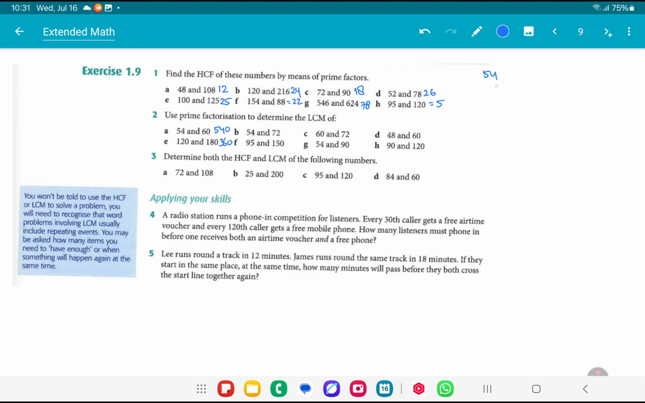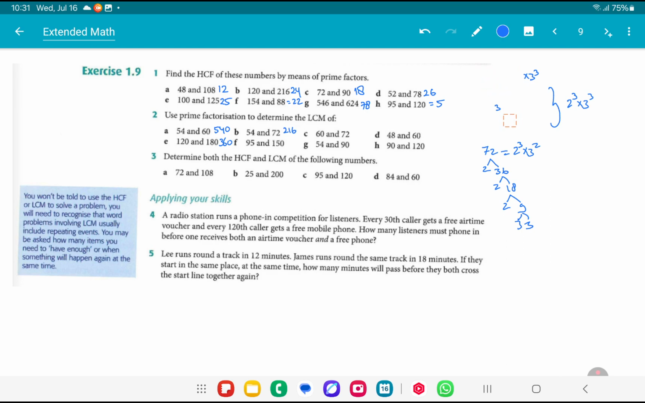Next, 54 and 72. 54: 2 and 27, 3 and 9, 3 and 3, so 2 times 3 cubed. 72: 2 and 36, 2 and 18, 2 and 9, 3 and 3, so 2 cubed times 3 squared. So the LCM is 2 cubed times 3 cubed. So 8 times 27, 216.